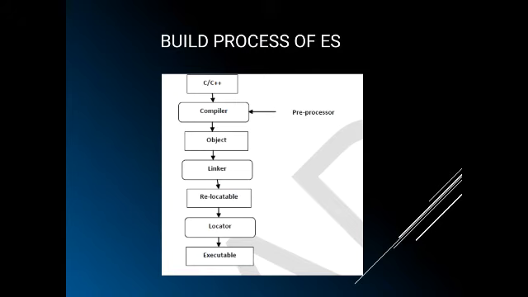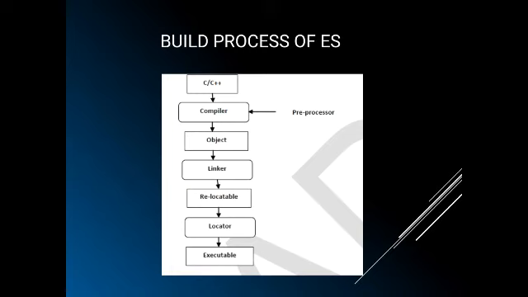The build process of an embedded system in software. When you are writing a program, that program has to be converted into machine codes, and then the machine codes have to be decoded by the processor. Before that processing, if you have written a program, it will be in a high level language, either C or C++. That program has to be converted into low level language. For that, it has to be compiled.